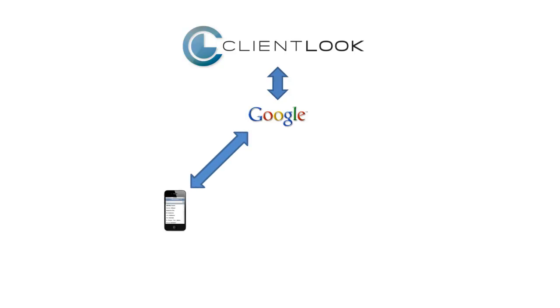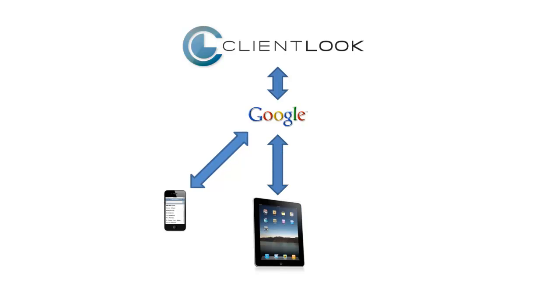ClientLook can sync your contacts and your events to Google. And Google can communicate that information to your mobile device, to a tablet, and even to Outlook. This bidirectional syncing works 24 hours a day to ensure that all of your contacts and events are consistently synced across all of your devices in the cloud.